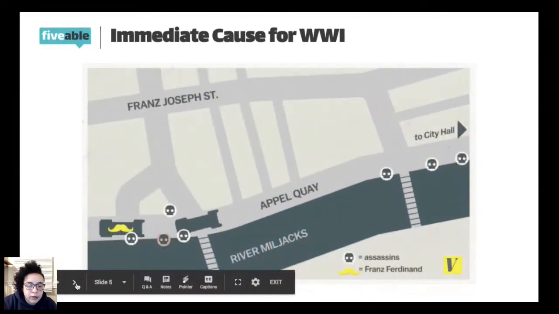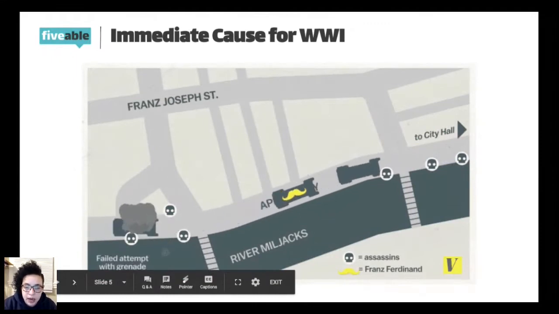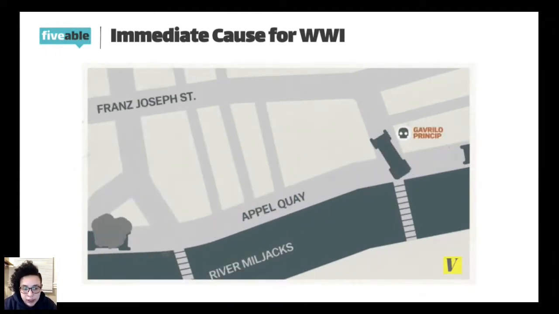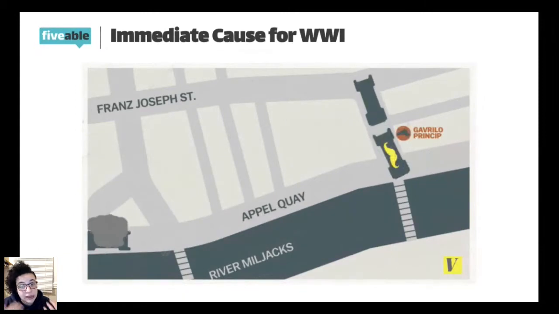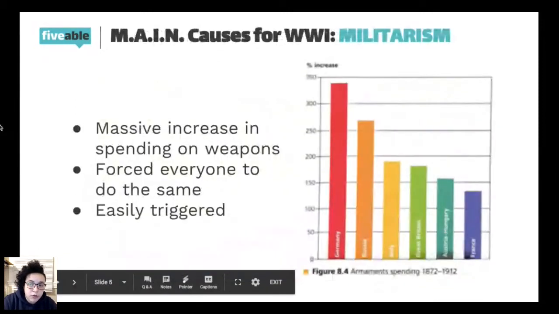But of course, there are other causes, right? This didn't happen in isolation. There were a lot of factors that led to this. So let's go through the causes, and we're going to take a little bit of time to do this.